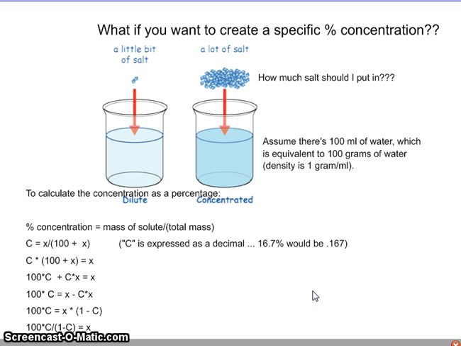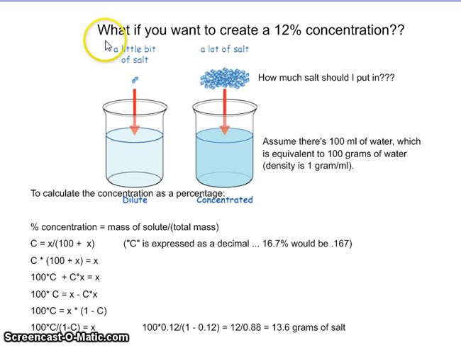So if you wanted to make a full liter of this solution, you'd put 1,000 milliliters in there. That 100 is just the mass of the water. So if we start with 100 milliliters, we would put this formula into play to figure out how many grams of salt you should put in to make a specific concentration of the salt, where C is the concentration of the salt, expressed as a decimal. So in our previous example, if we started with 16.7%, the value we'd put in for C would be 0.167.